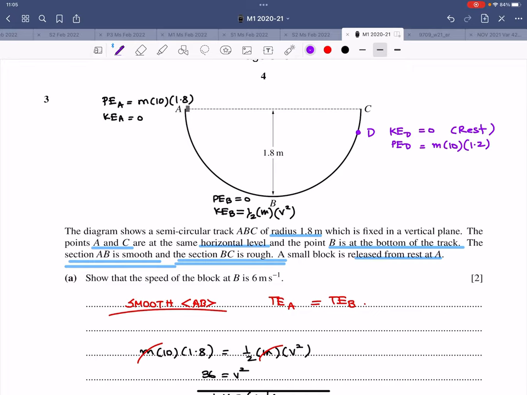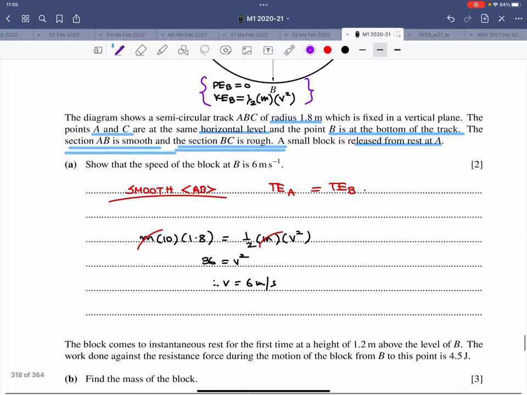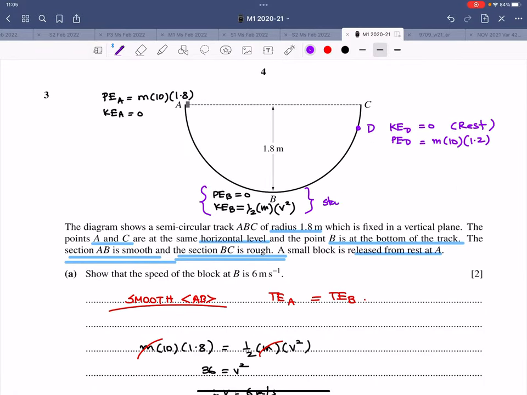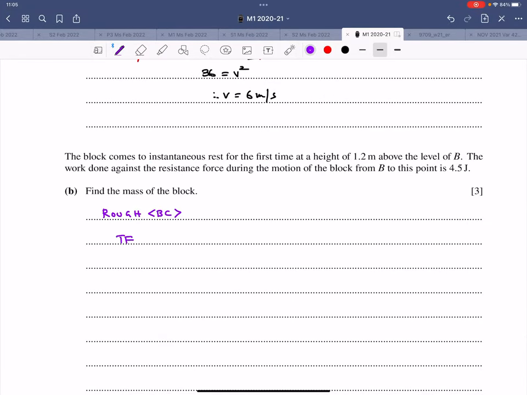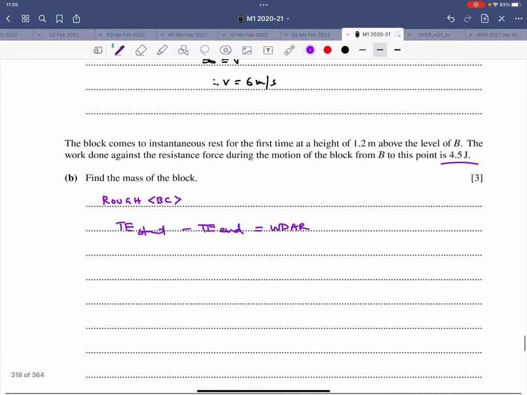This energy is the same as before. But since the work is rough, this is the start, this is the end. So therefore, I would say the total energy at the start minus total energy at the end is work done against resistance. Work done against resistance is 4.5. So that is over here.